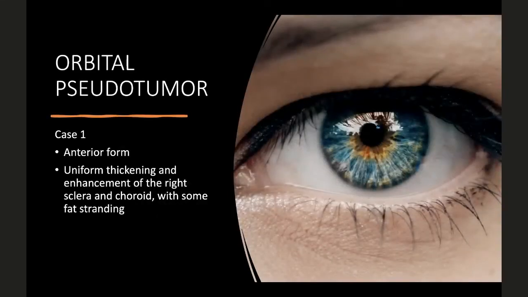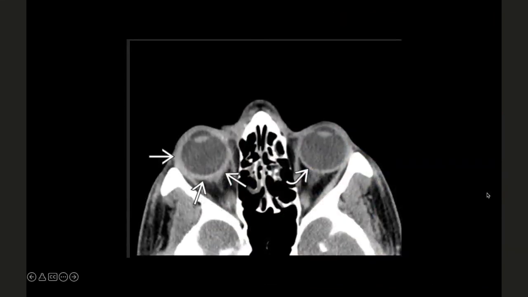So this is orbital pseudotumor. Very important. Everybody's interested. So we're going to go over some of the forms. I gave two cases. This is an anterior form. And in this case, we're going to see uniform thickening and enhancement of the right eye sclera and choroid with some fat stranding. So this is the left and this is my right.